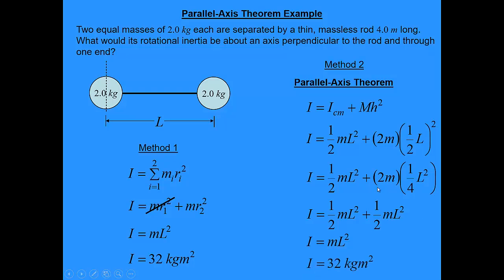Now, I would say in this case, method 1 is easier, if we just treat them as two point masses. But I wanted to show you here that the parallel axis theorem, which in this case is a little more complex, also results in the same answer. We're going to eventually do ones which wouldn't be so easy to do without the parallel axis theorem.